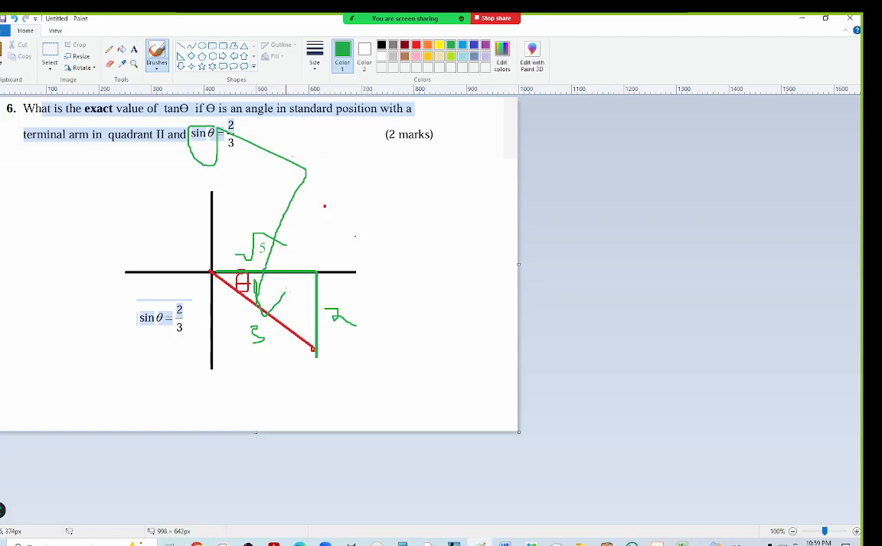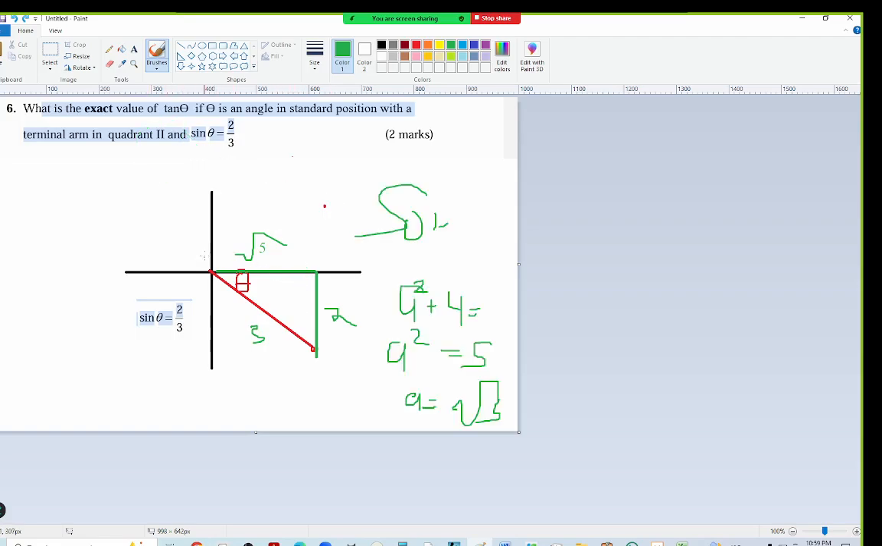It's in quadrant... Oh, you know what? I drew it in the wrong quadrant. Quadrant 2 is not there. Quadrant 2 is over here. But it doesn't matter. We still get the same values. Quadrant 2 is over here. Go straight down, go straight across.